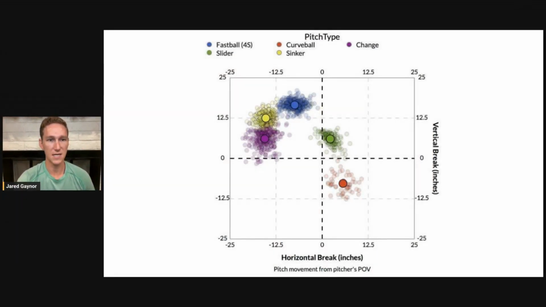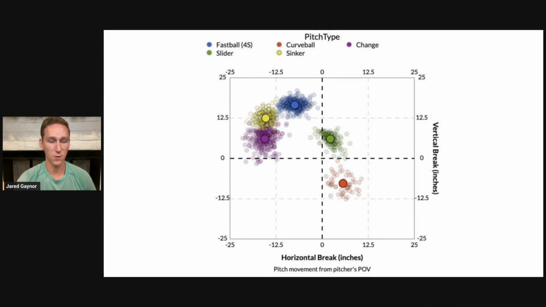Today, I want to walk you through exactly what he throws, how he uses it, and where he locates it. So let's dive in by looking at his pitch arsenal and his movement plot. So I'm going to share my screen here. We can see that he throws a fastball, a sinker, changeup, a slider, and a curveball.